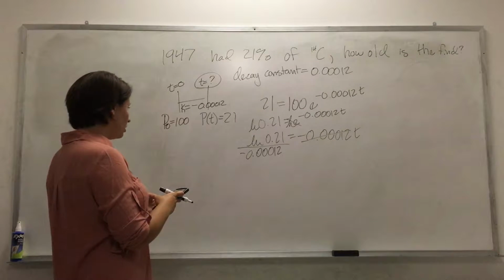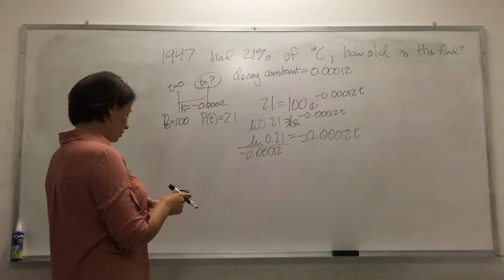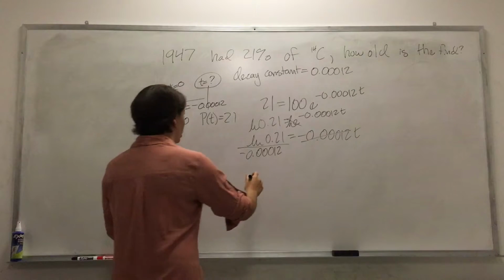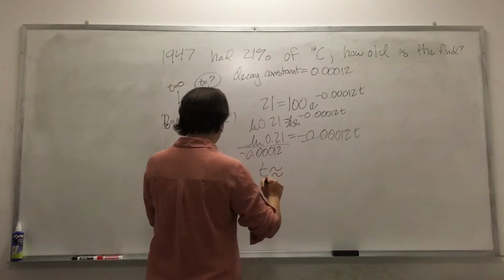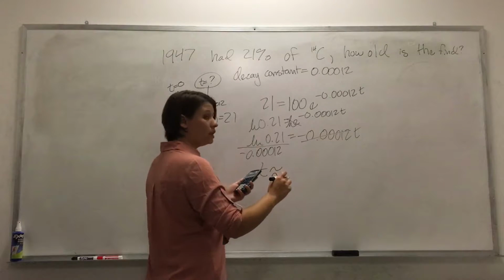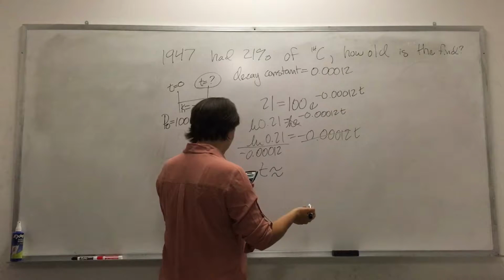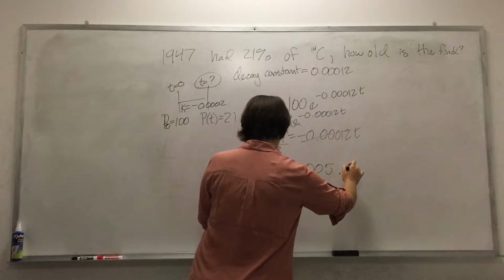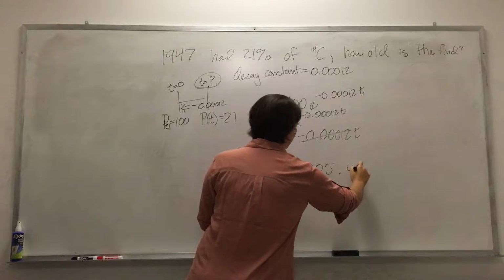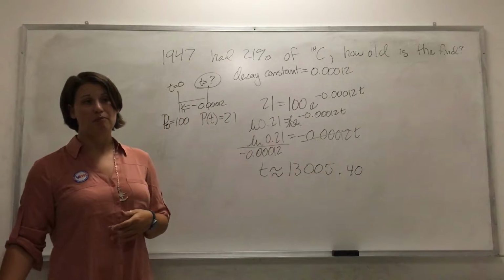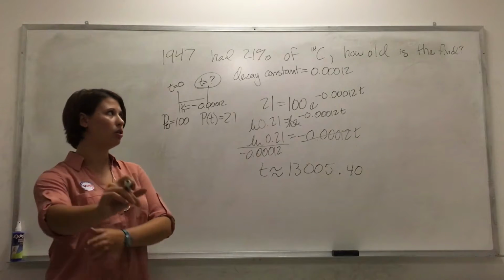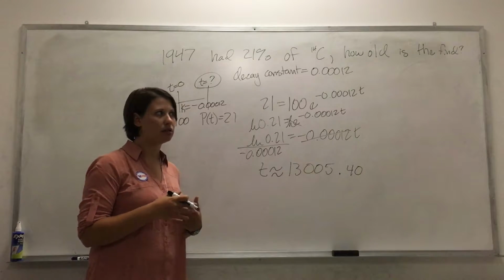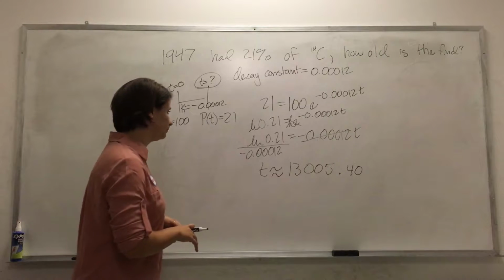So the natural log of 0.21 divided by negative 0.00012 is, so T is approximately, this is a really, really old find. So, 2 places again is 13,005 point, rounds twice over then, so 40. So basically 13,000 years. It's a really old find, okay? So this is pretty much 5.1 in the majority, except for one last little thing.